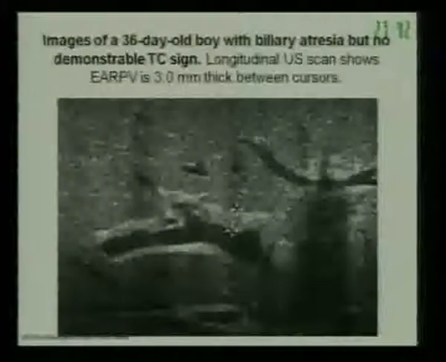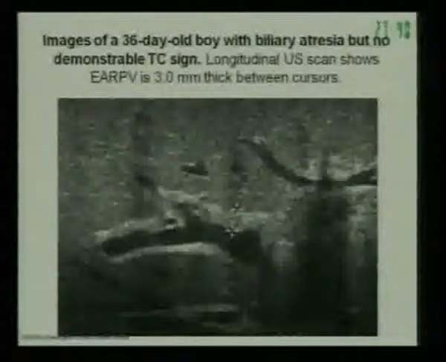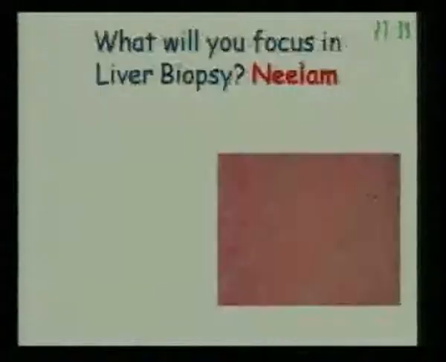The anterior wall of the right portal vein was 5.4 mm thick on this longitudinal ultrasound scan, which shows the triangular cord sign between the cursors as a thick tubular structure. So the cutoff is 4 mm, but of course this is not widely accepted, and we'll go back to the fact that the diagnosis has to be established either by liver biopsy or intraoperative cholangiogram.